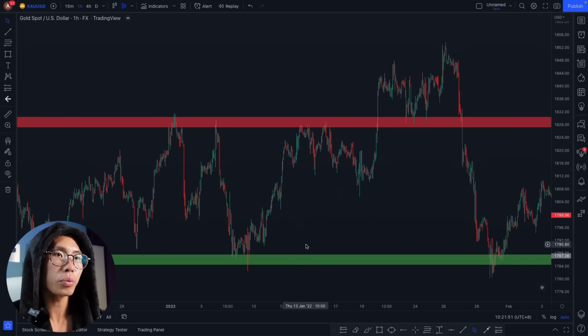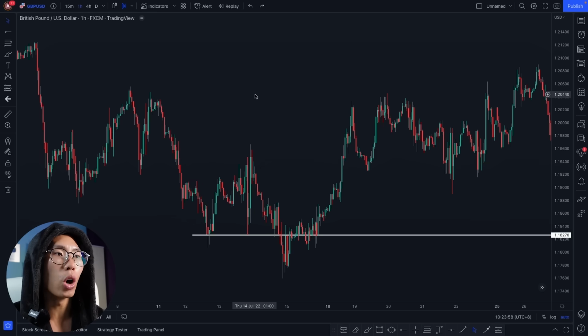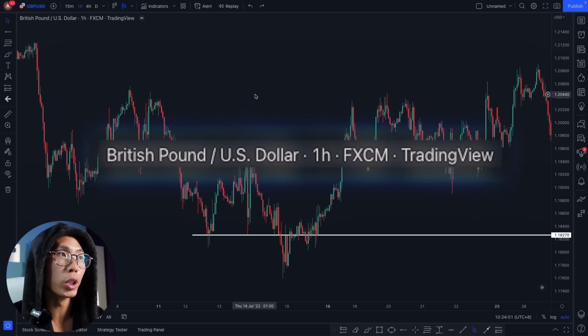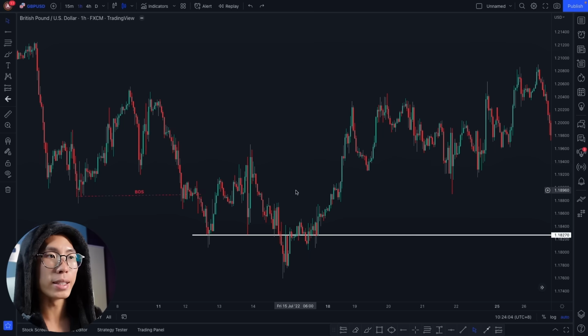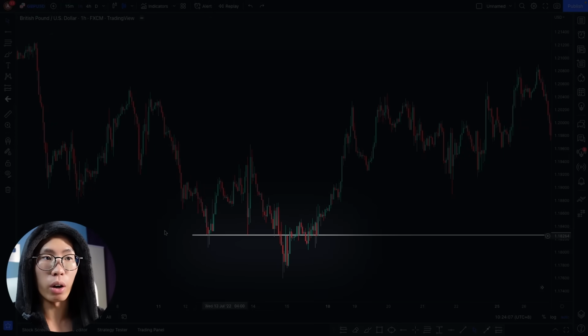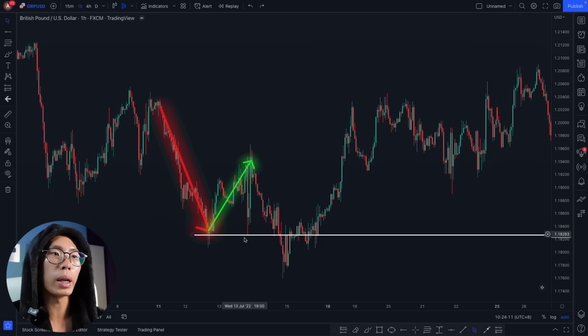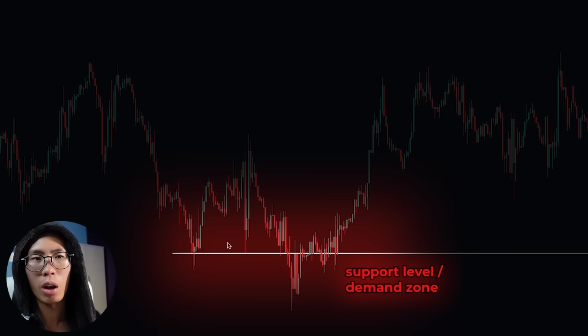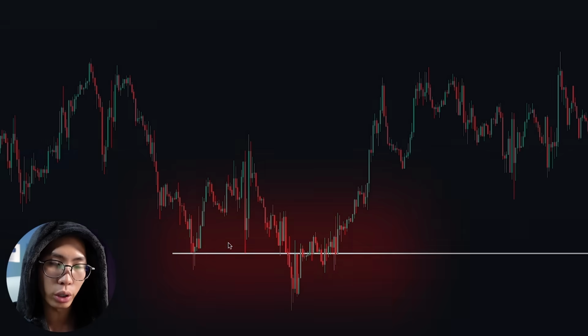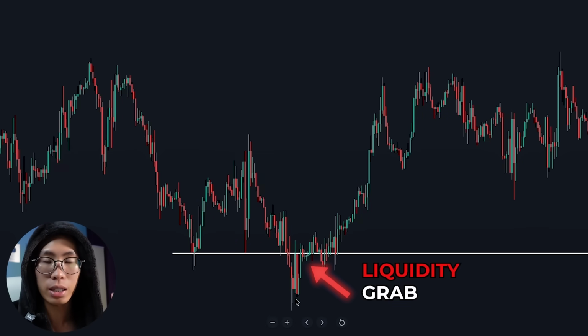So now I'm going to show you this strategy on GBP USD, the Great British Pound against the US dollar. We can see that there's a support area right around here, because whenever price comes back down here, it always reverses. So you can see price has just been respecting this support level or demand zone, whatever you like to call it. And over here, price gave us a liquidity grab.